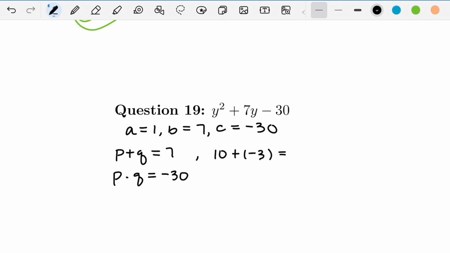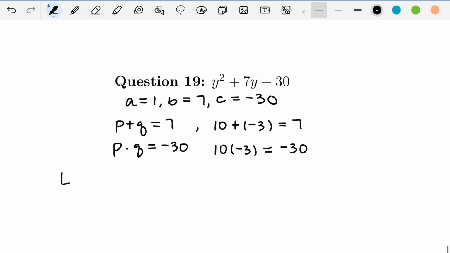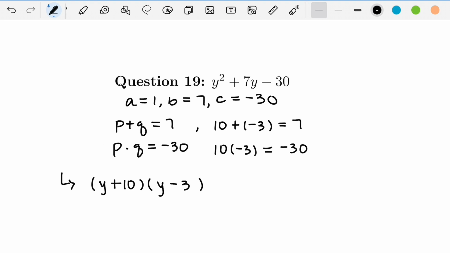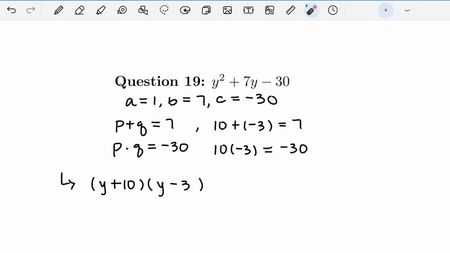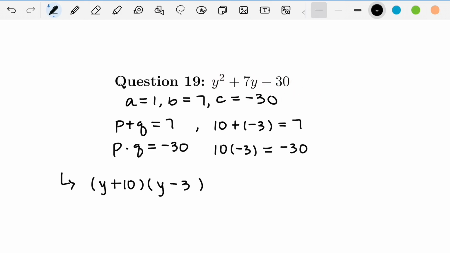10 plus negative 3 is going to give us a positive 7, but 10 times negative 3 gives us a negative 30. So what we're going to do is plug those numbers into our factored binomial form, which is always going to look like this in this case. So we're going to have a y plus 10 and then a y minus 3 here. And again, what we can do is FOIL these out to make sure we end up with our original trinomial, and we actually will in this case, so this will be our fully factored form.